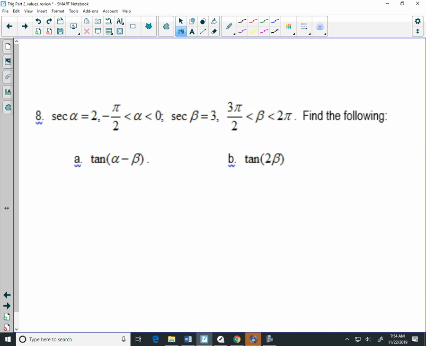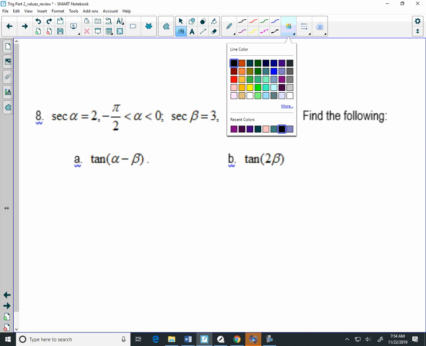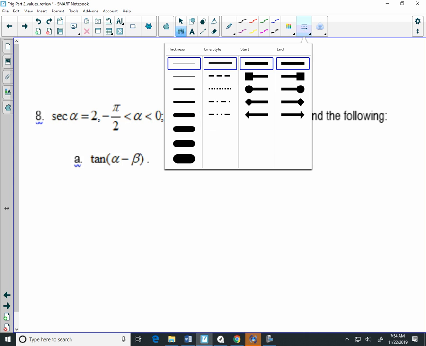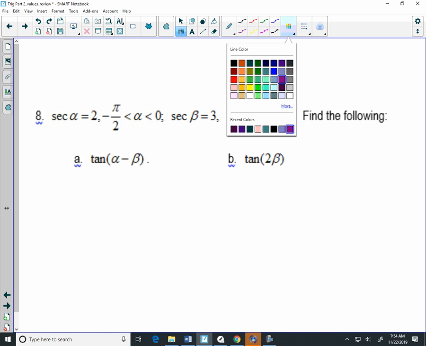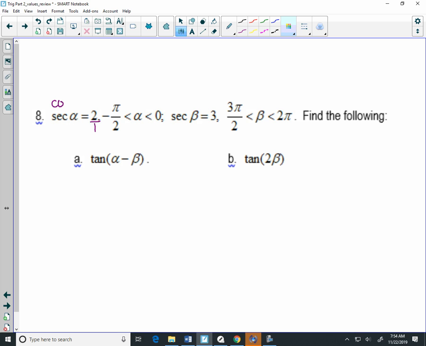I, again, never like dealing with secant and cosecant and cotangent. You guys know that. I would much rather deal with sine and cosine. So if secant is 2 over 1, then I know cosine is 1/2. And here are details about where this is living. 0 and negative pi over 2 is going to be quadrant 4. So cosine is 1/2.